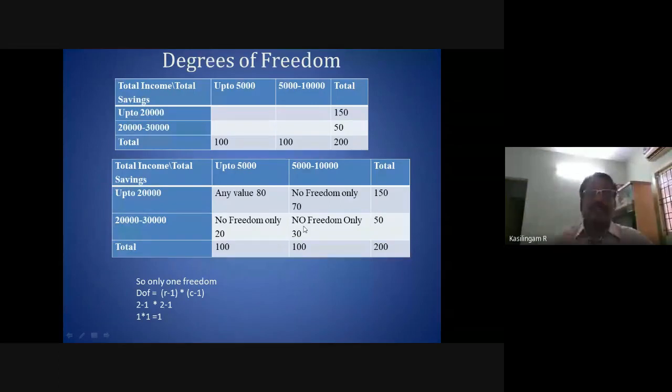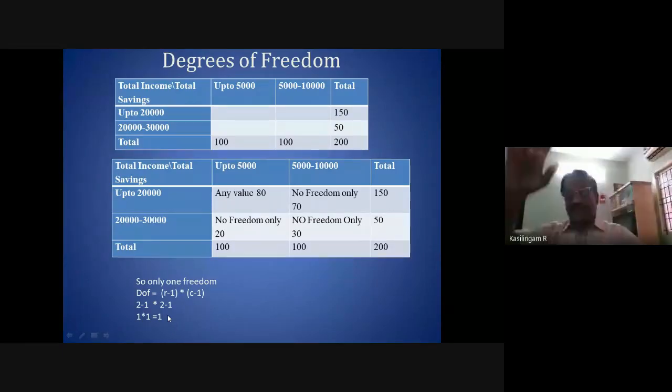Now, what is the formula for degrees of freedom? Row minus 1 into column minus 1. Row is 2. Here I have 2 rows. 2 minus 1 into column minus 1, 2 columns, 2 minus 1. So, which means 1 into 1, which is equal to 1. So, which means I have only 1 freedom.